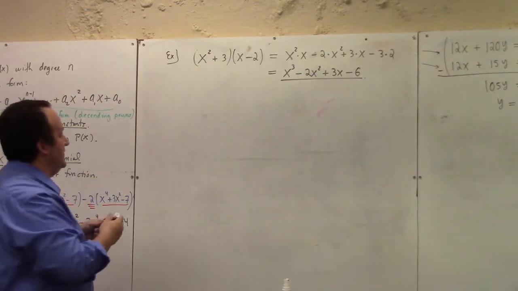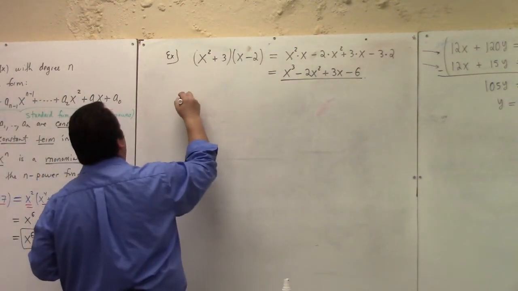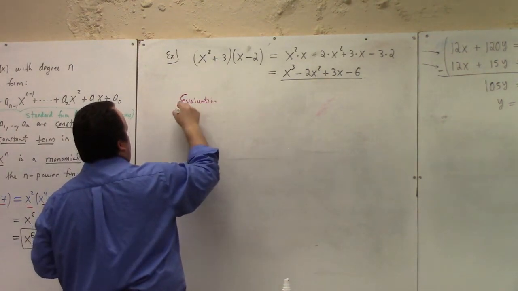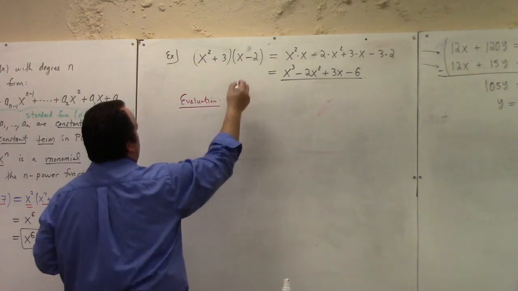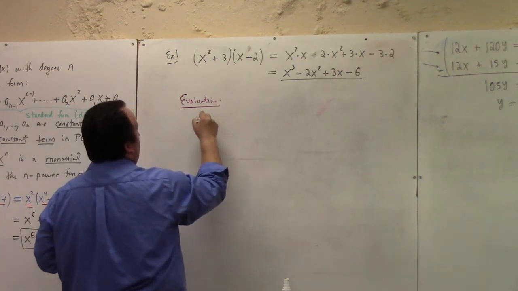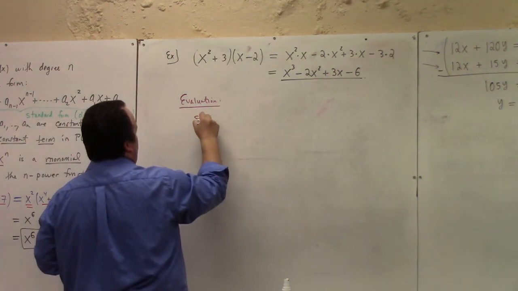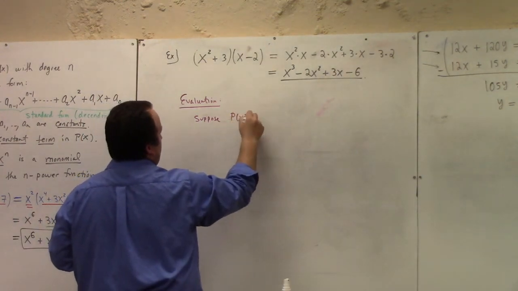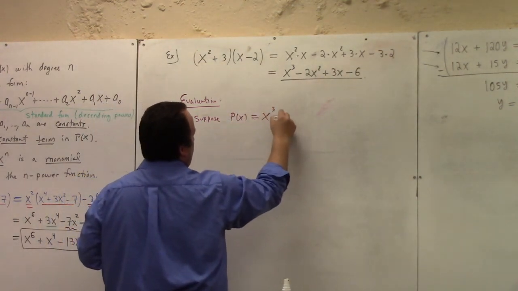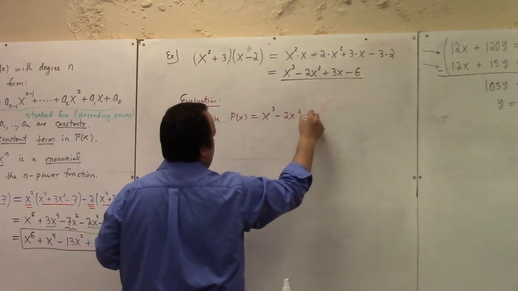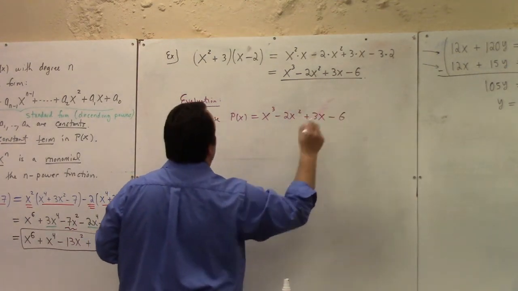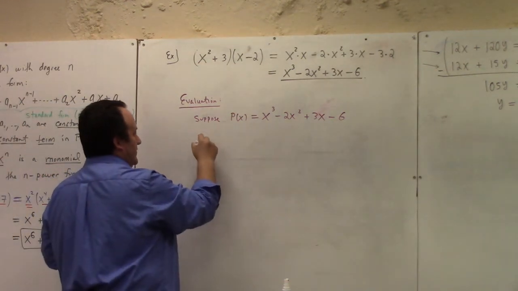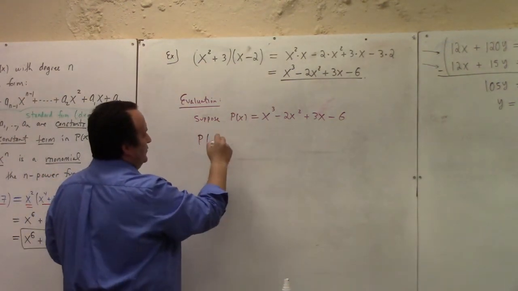Finally, one last thing for today. We can talk about evaluation. A lot of problems in your homework are like this. I'll keep with this example right here. Let's suppose p of x equals x cubed minus 2x squared plus 3x minus 6. You could calculate what p of 1, or p of, let's say, 2 equals.